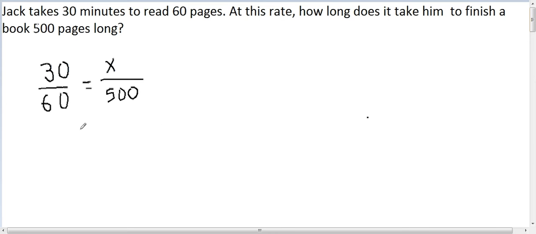To solve a proportion like this, we can go ahead and cross multiply first. So we get 30 multiplied by 500 is equal to 60x. 30 times 500 is equal to, first of all, 3 times 5 is 15, and there are 3 zeros. So we just go ahead and write 3 zeros.